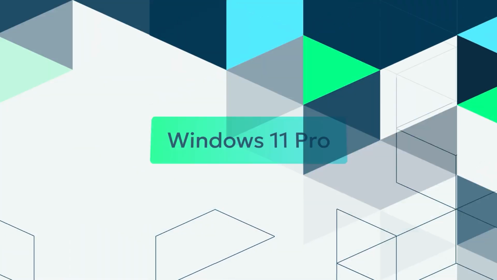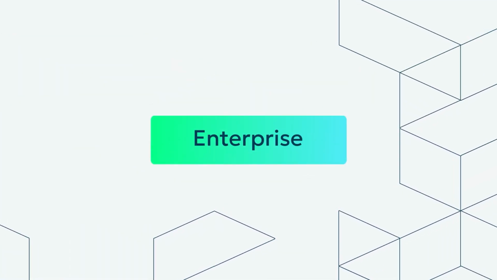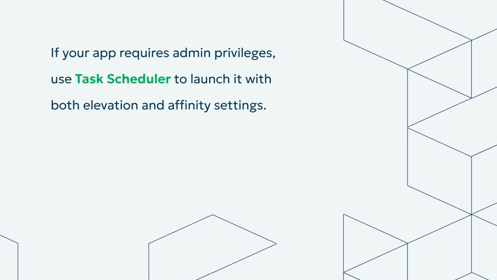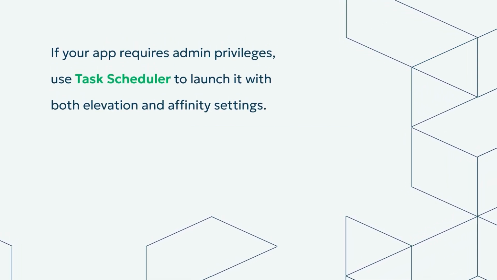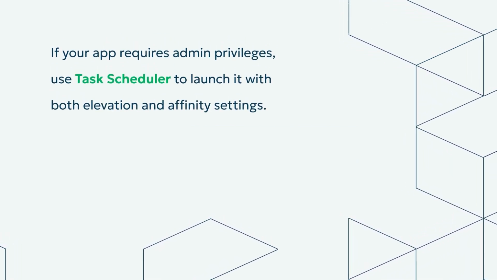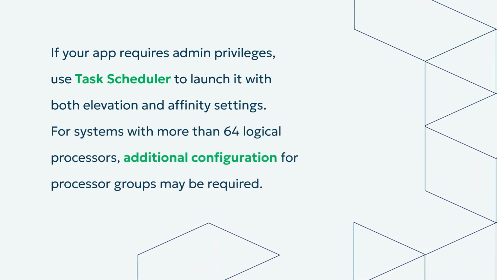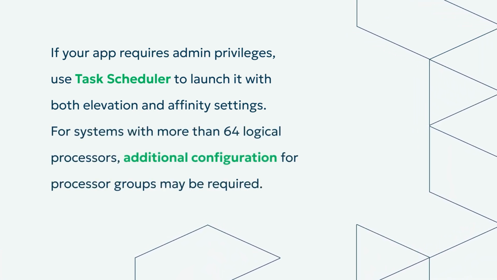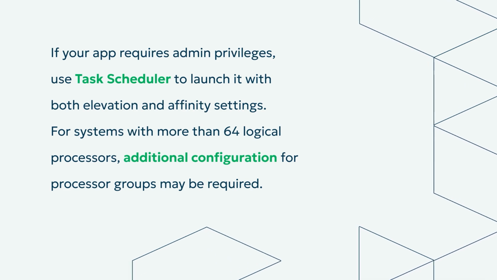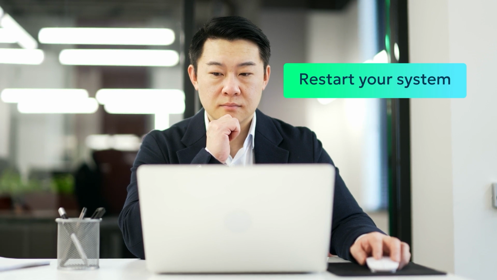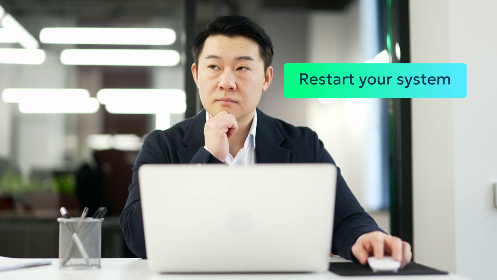Important considerations before you start. This guide is intended for Windows 11 Pro, Enterprise, or Education editions. If your app requires admin privileges, use Task Scheduler to launch it with both elevation and affinity settings. For systems with more than 64 logical processors, additional configuration for processor groups may be required. If performance worsens, close the application or restart your system to reset CPU affinity settings to default behavior.